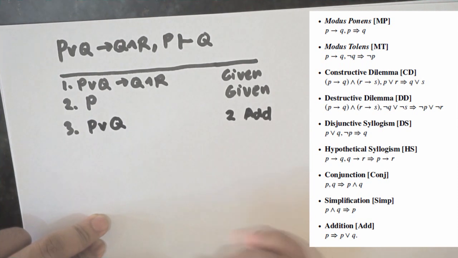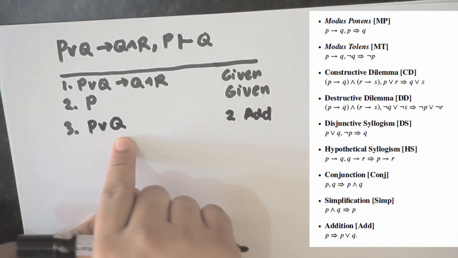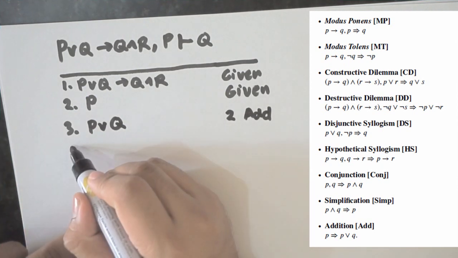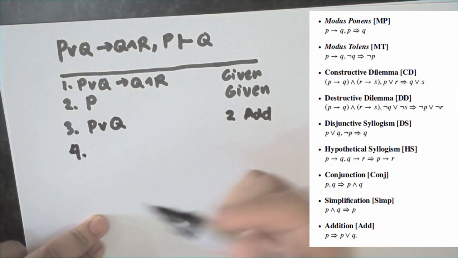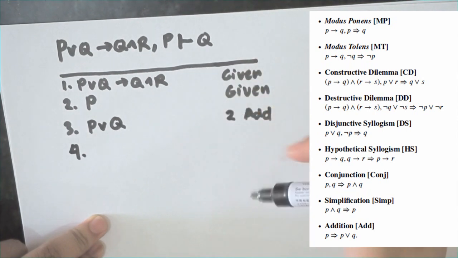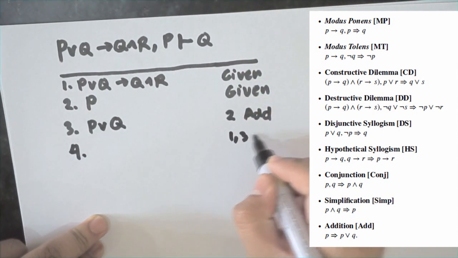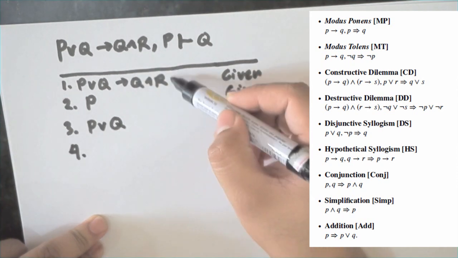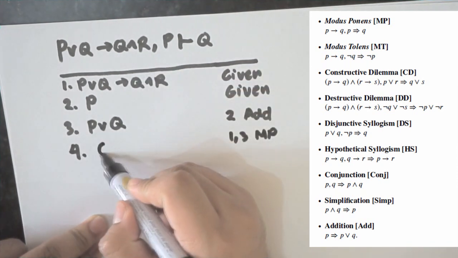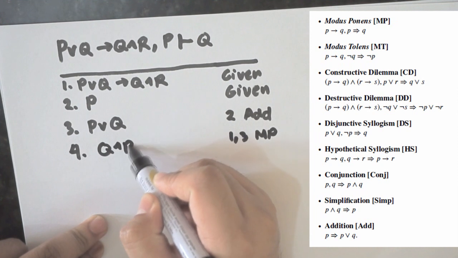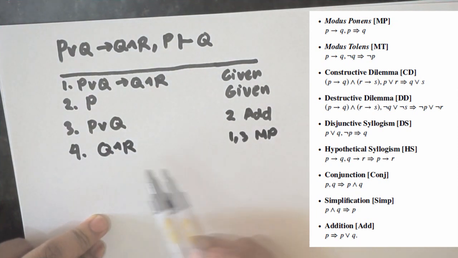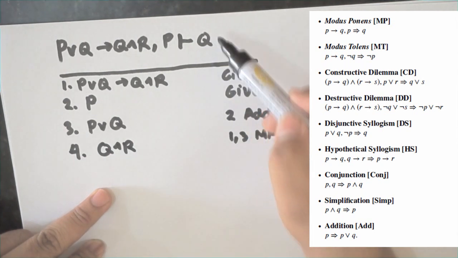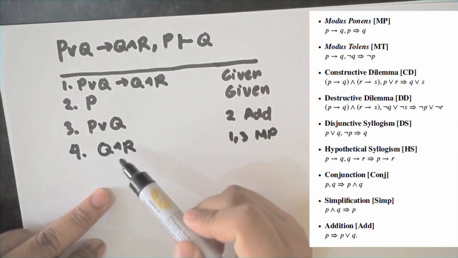And now that I did that, notice that number 3 looks exactly like the antecedent of number 1. And if we can do that, then we can have a modus ponens of 1 and 3. Modus ponens of 1 and 3 allows us to come up with a consequent of 1, the Q or R. And notice that it's almost the same as what we want to prove, Q, only that the R is there.